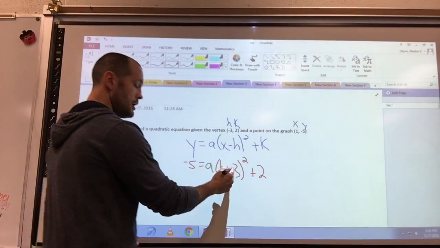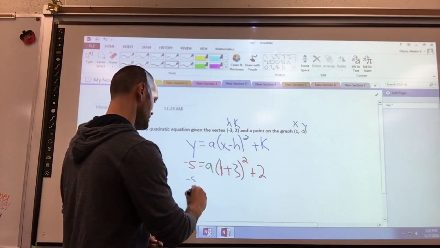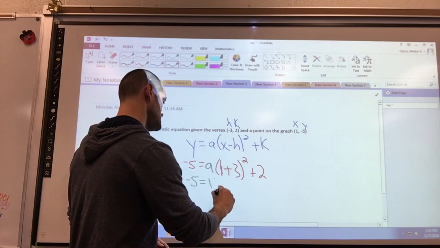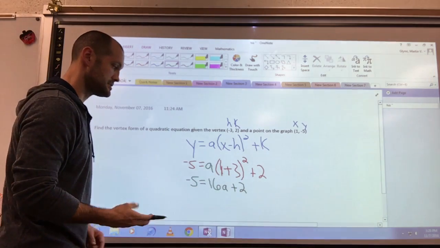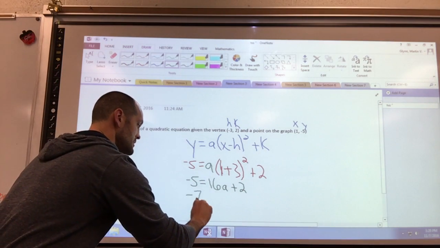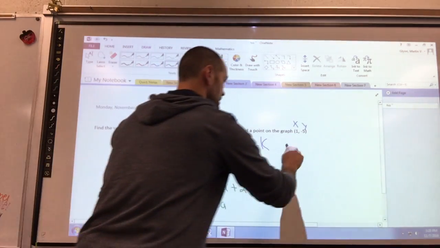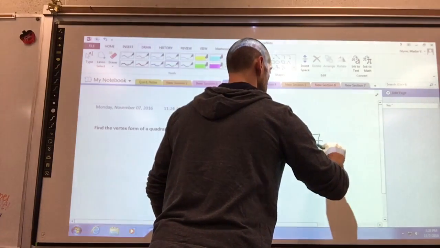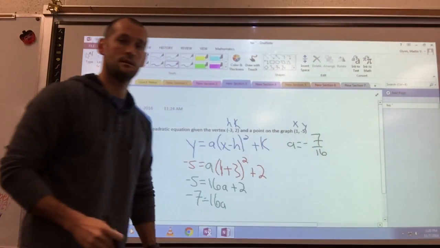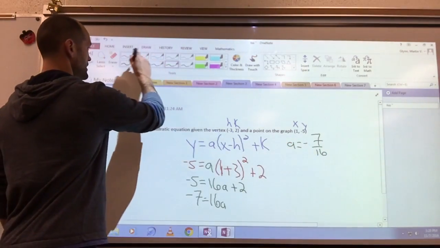Here we go. 1 plus 3, 4. 4 squared, 16. So negative 5 equals 16a plus 2. Subtract the 2. You get negative 7 equals 16a. So a equals negative 7 over 16. Now I have my h, k, and a. Time for the final answer.